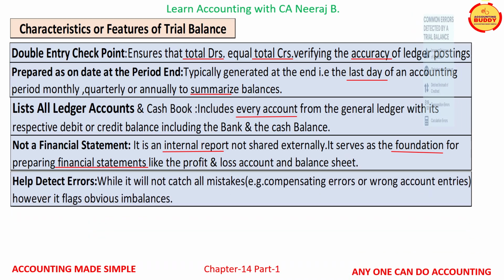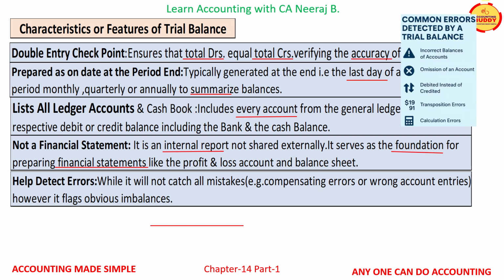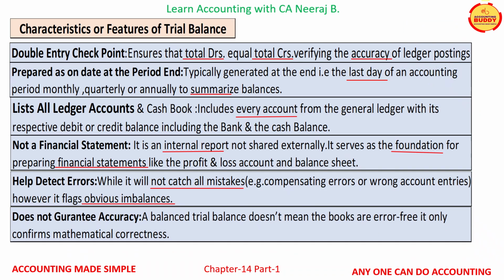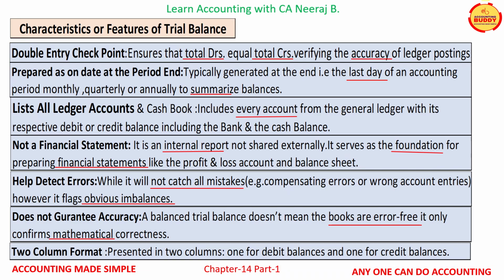Trial balance helps detect errors. While it will not catch all the mistakes, for example, compensating errors or wrong account entries cannot be detected by the trial balance. However, it flags obvious imbalances. Trial balance does not guarantee accuracy. A balanced trial balance does not mean the books are error free, it only confirms the mathematical correctness. Trial balance is presented in a two-column format, one for debit balances and one for credit balances.